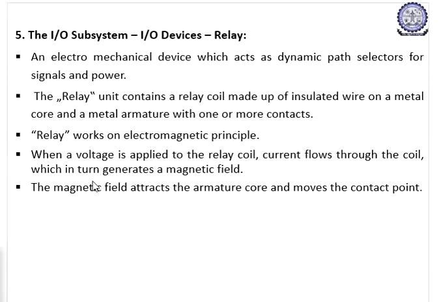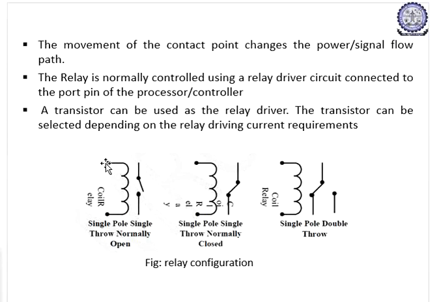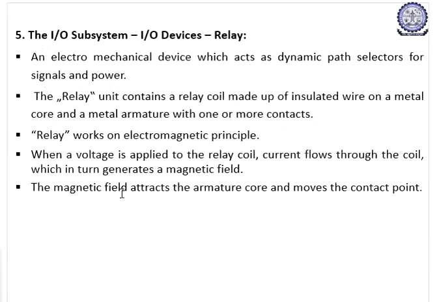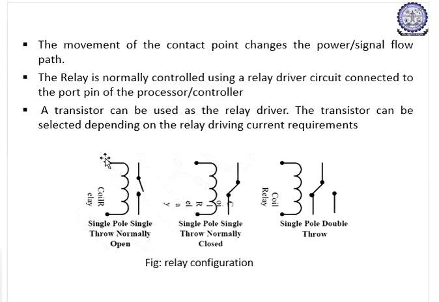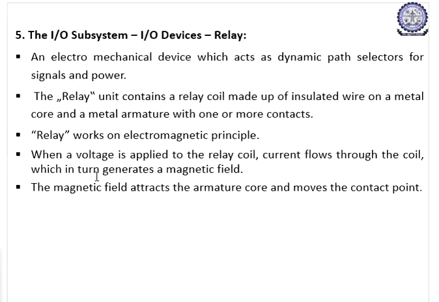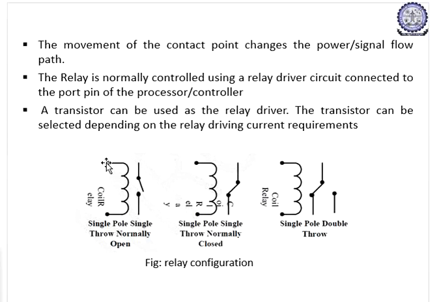Whenever voltage is applied to the relay coil, I'll show the example here. This is called the relay coil. Here in the relay coil, this is the armature, and the windings, the coil, will be there. The current flows through the coil, which in turn generates a magnetic field. Whenever current flows through this coil, an electromagnetic field will be generated.